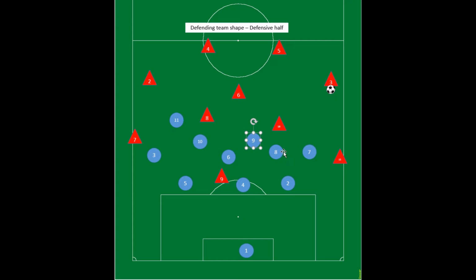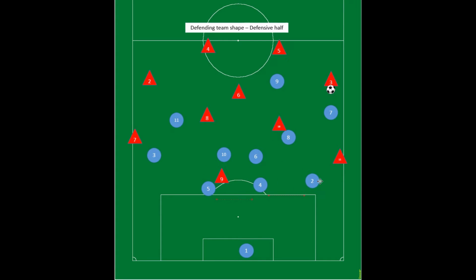All right, we shift. Everybody is still shifting over. The 7 goes out to, okay, the 9 here to stop this pass. The 8 is providing support now in this area, and the 6 and the 10 have shifted over. 5 is shifted over, 4 shifted over.